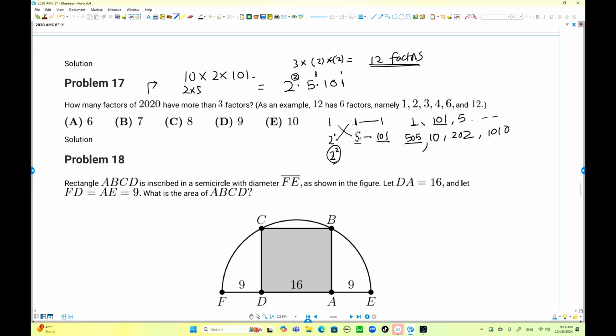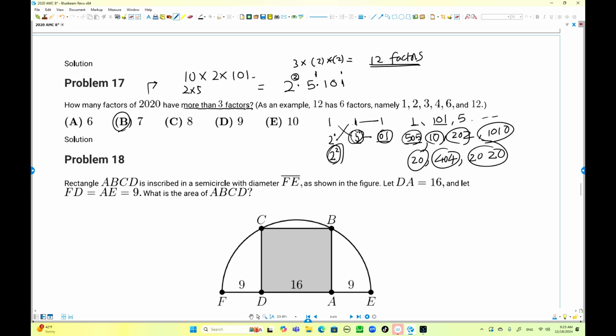So you can go right, this one times 1. 4 times 5 is 20. Or 4 times 1 times 101, 404. Okay? And all together, right? All together is how much? This one times this one, and 2020. Okay? So how many numbers? 1, 2, 3, 4, 5, 6, 7. They all have more than 3 factors.